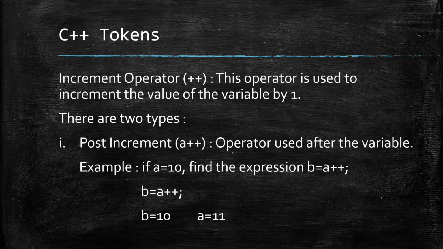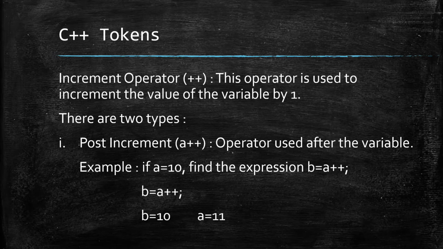Let us see them one by one. The first operator is plus plus. It is an increment operator. This operator is used to increment the value of the variable by 1. Whenever you use an increment operator, it increments the value of the variable by 1. There are two types of increment operators again: post increment and pre increment.